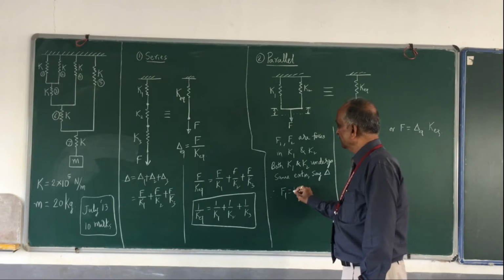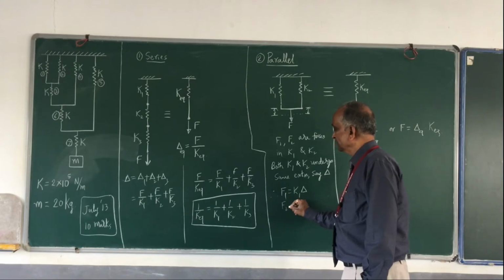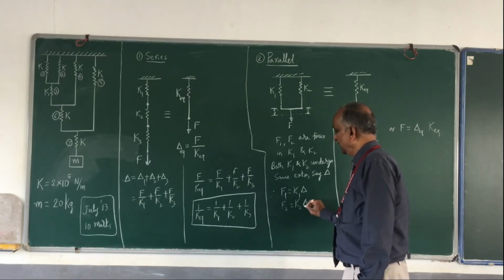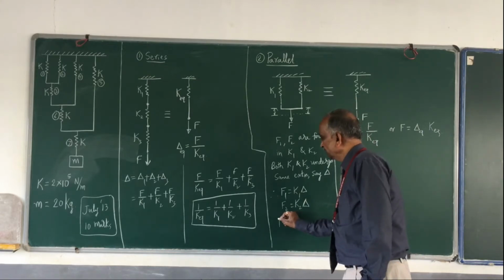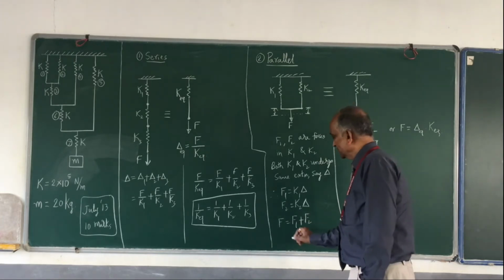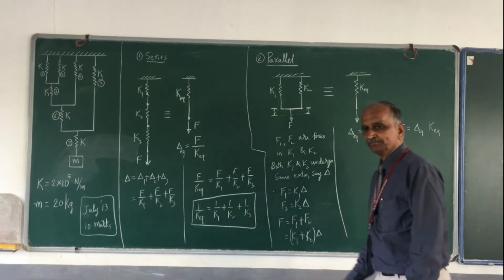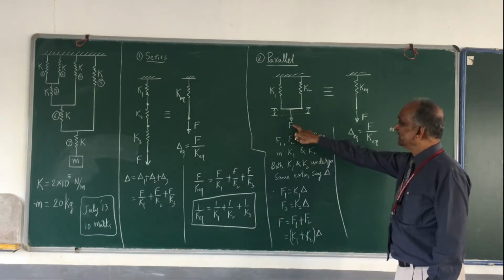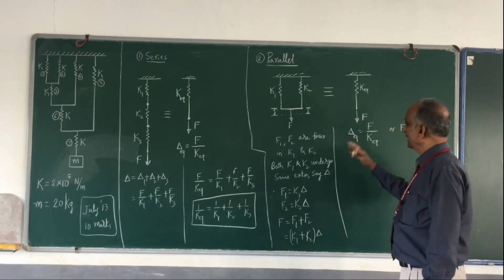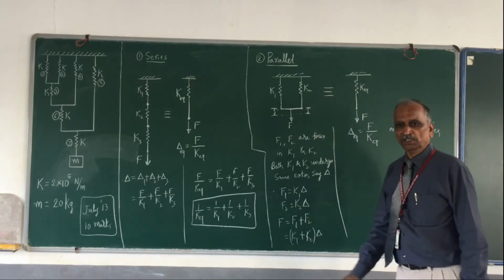So therefore, what is F1? F1 is equal to K1 into delta. And what is F2? F2 is equal to K2 into delta. And what is F? F is equal to F1 plus F2. What is F1? K1 into delta. Delta I shall take common. And what is F2? F2 is equal to K2 into delta. When I apply F and F here, this delta and this delta equivalent, they are equal. So therefore I can say that these two are equivalent to one another.